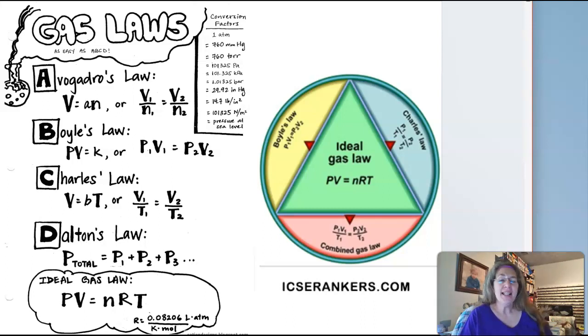So in science, these all boil down to what's called the ideal gas law, which is PV equals nRT: pressure, volume, n the amount of gas, R the gas constant, and temperature. So it takes into account all the laws that we've talked about today.